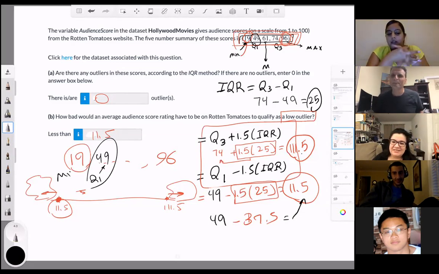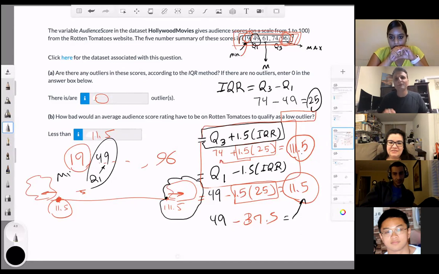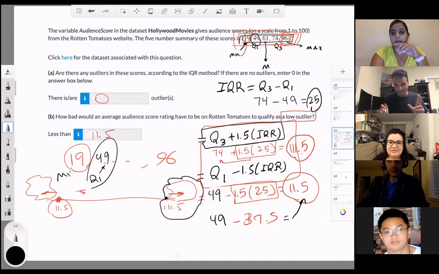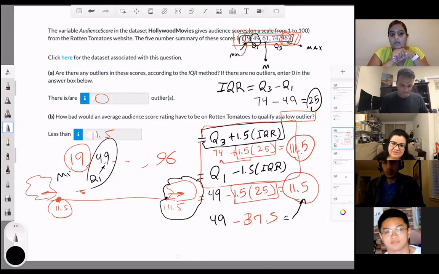Sorry, so how would we know if there were outliers? I'm just trying to clarify. If the number is more than Q3 plus 1.5 times IQR, correct? Any number more than 111.5 will be an outlier. So if the maximum number was larger than that, yes. And the same thing with the minimum: if it was less than 11.5. Okay, that makes sense.